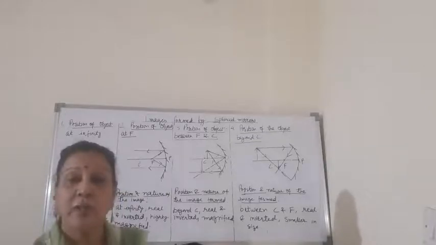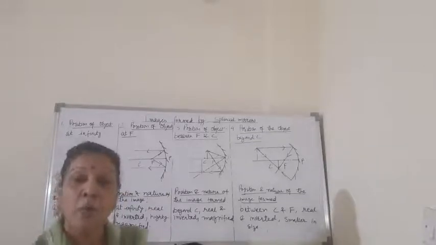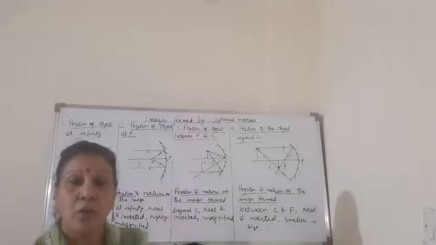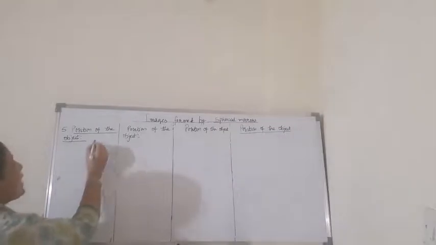I'm going to explain 2 more positions of the object also. So here we have the 5th case, when the position of the object is at C, that is at the center of curvature. How the image will be formed, we are going to see that now.